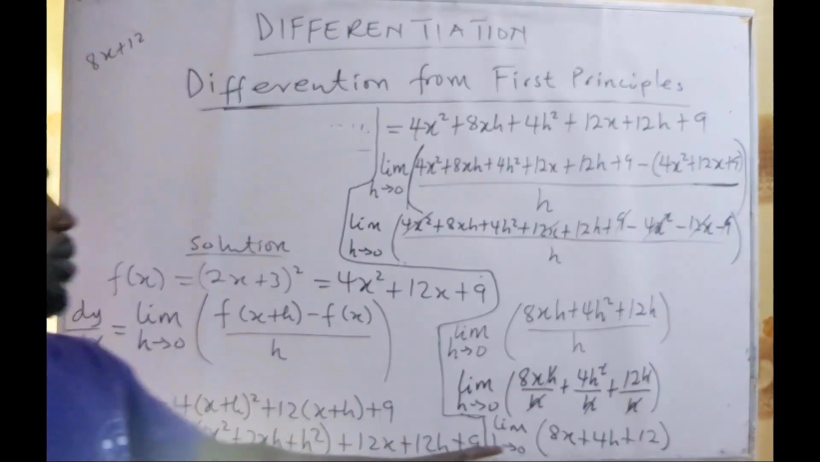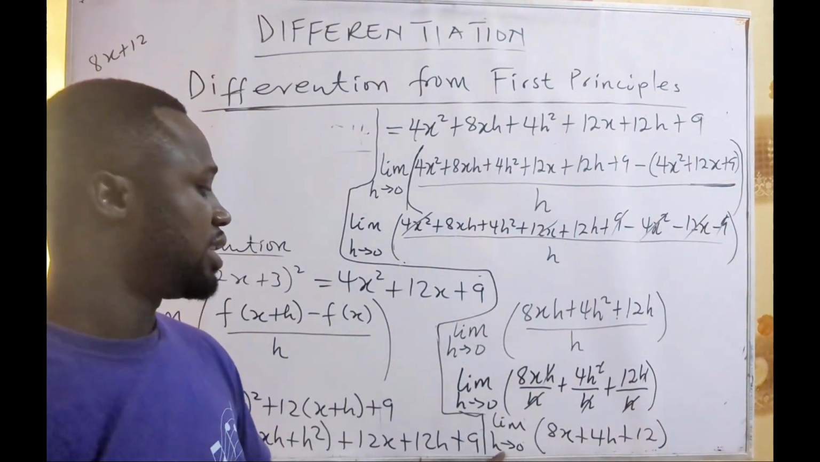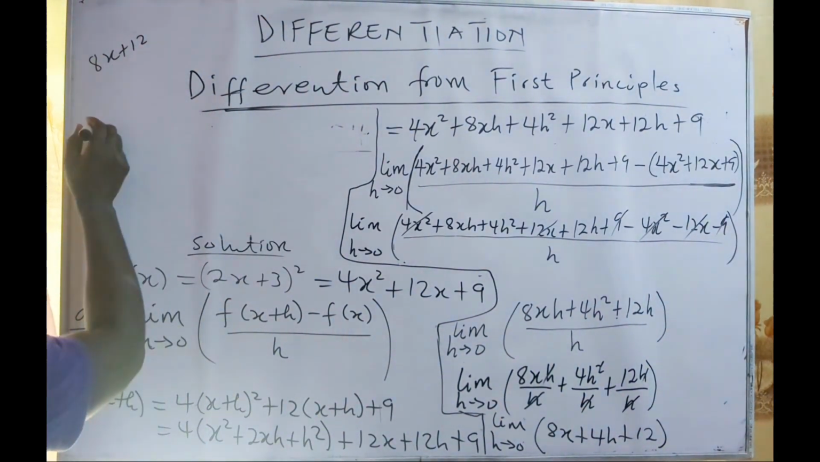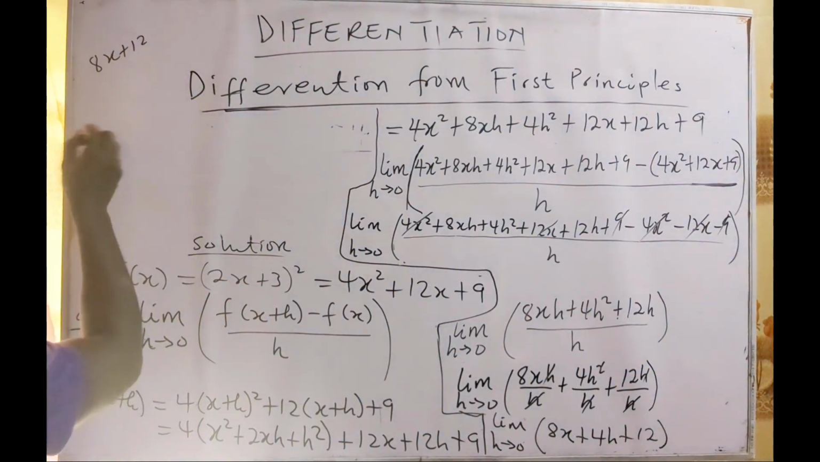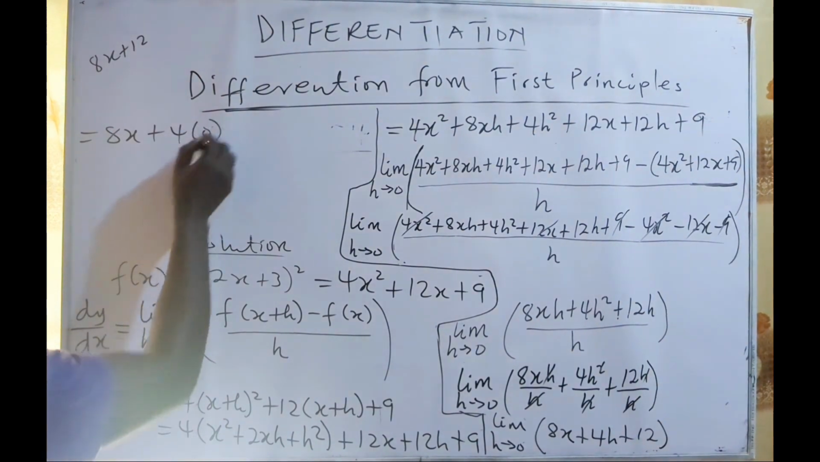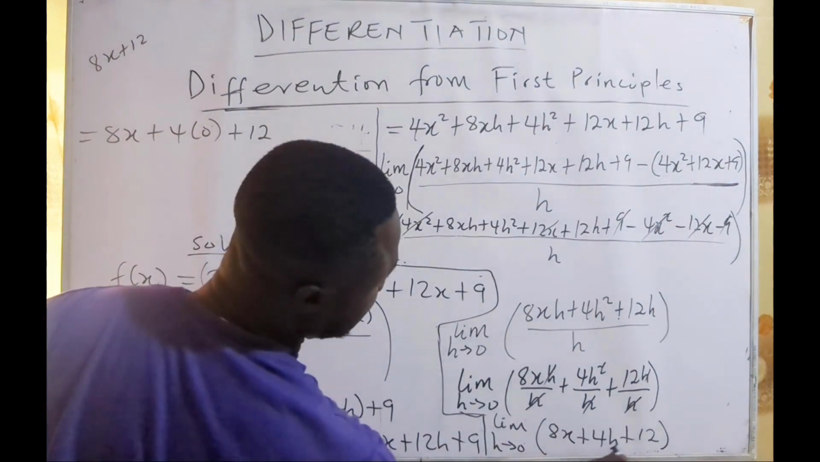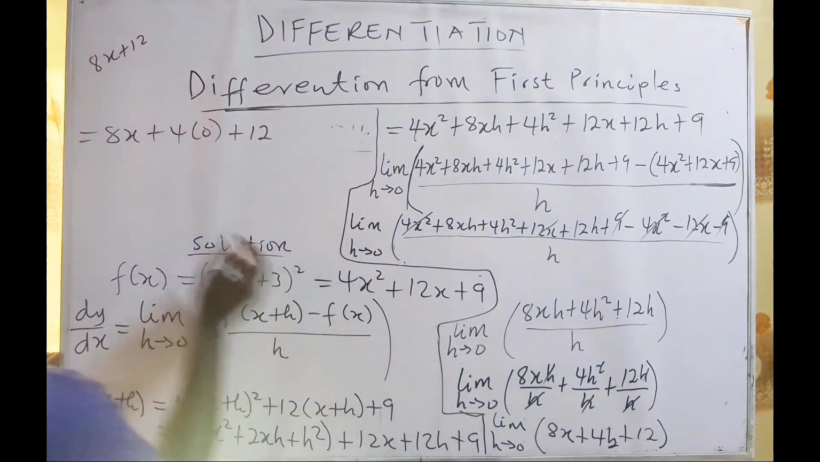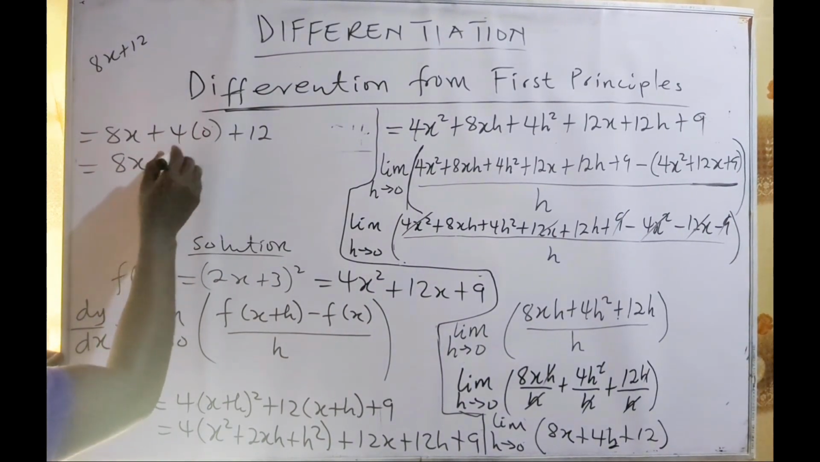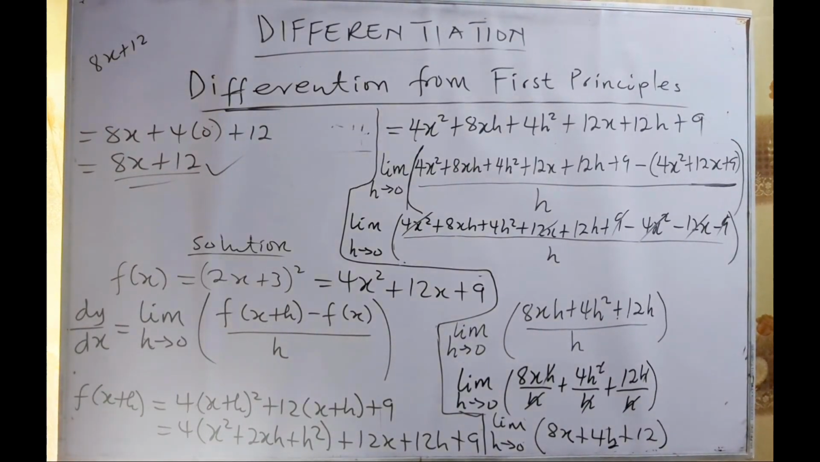Okay. So now, where I have gotten to, I can substitute the value of h. h is approaching 0. So wherever I see h, I'll put 0 there. So I'll have 8s plus 4 times 0 plus 12. So I can only see h here. So I have to substitute 0 here. So we have 8s, 4 times 0 is 0, plus 12 as our answer. So our answer is 8s plus 12.